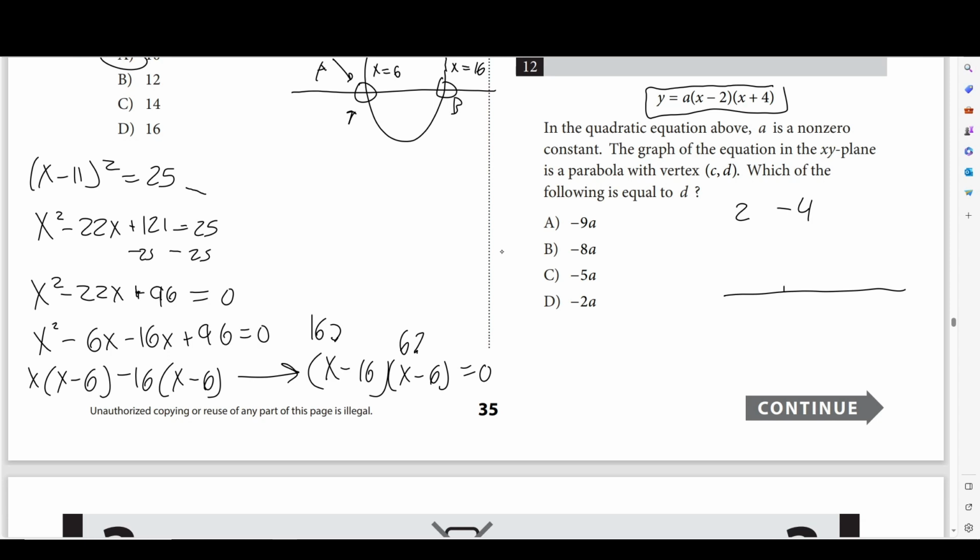It's going to pass through the point negative 4, and it's going to pass through the point 2, right? It's going to go something like that. So that's an important fact. I'll get into it later.